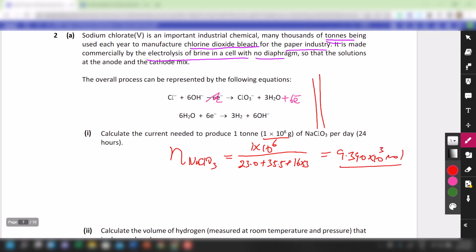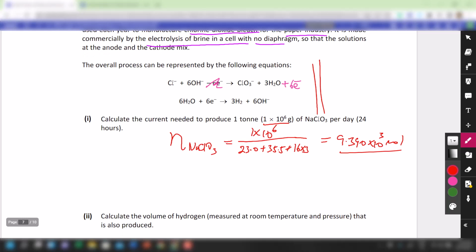Okay, so that's quite a bit. And then if I produce this amount, so that will be equivalent to ClO3 minus, and then the stoichiometric ratio between chlorate and the electron transfer is 1:6. So therefore, number of moles of electrons transferred will be equal to 9.390 times 10 to the power 3 multiplied by 6, and then I take out the calculator and punch the values. 5.634 times 10 to the power 4 moles.